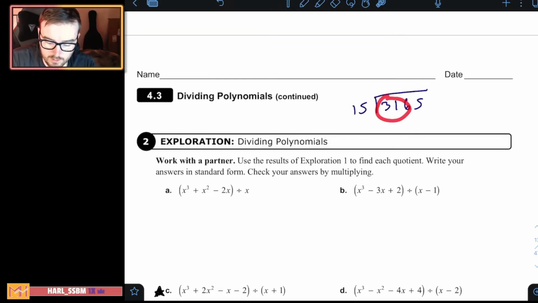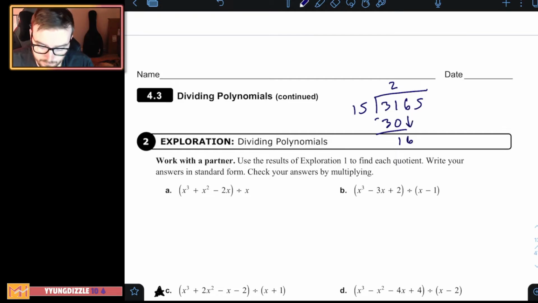So we move on to the next term, the 31. We look at this as 31. How many times does 15 fit into 31? Or in other words, 15 times what gets us close to 31? And the answer is 2, because 2 times 15 is 30. And then when we're long dividing, now that we've done the 2 times the 15, we subtract. So 31 minus 30 is 1, and then we bring down the next number.